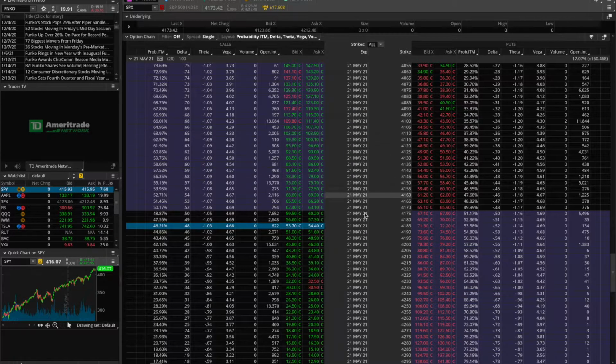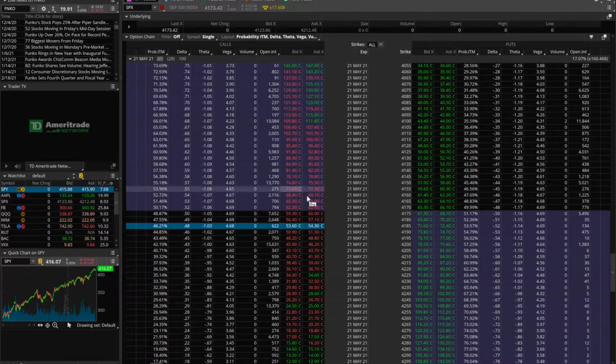Now also because of that fact, that means that index options are European-styled options, whereas most equity options are American-styled options. And what this means is with European-styled options, you cannot early exercise those options, right?